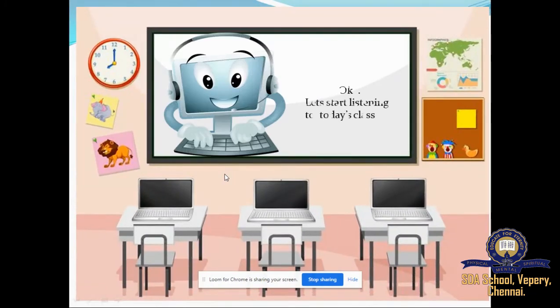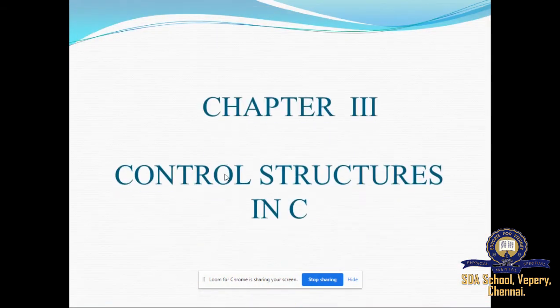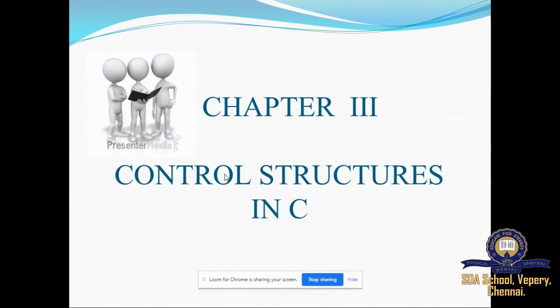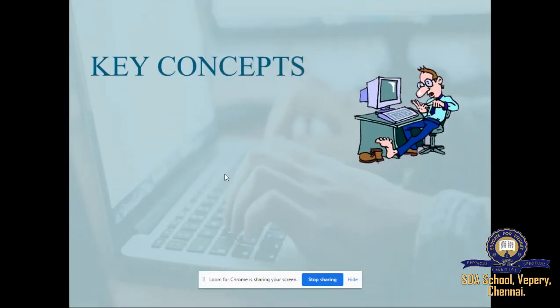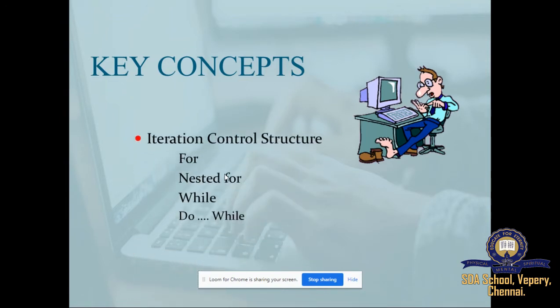Okay. Now let's start today's class. This is our chapter 3, control structures in C. And today's key concept, we are going to deal with the third type, that is the iteration control structure. We have already studied the sequence, that is nothing but step by step. And the second one is selection, that is nothing but whether a true or false statement you are going to execute based on that. And the third thing is the iteration control structure.